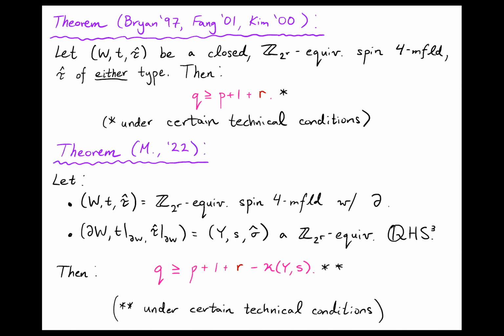All right, with the following theorem for manifold boundary. Let W be a Z mod 2 to the R equivariant spin four manifold with boundary a rational homology 3 sphere. Then we have that Q is greater than or equal to P plus 1 plus R minus Manolescu's kappa invariant of Y, again under certain technical conditions, which we'll brush under the rug.